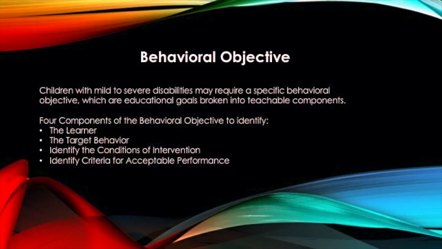The first of the four components is to identify the learner. Identifying a specific learner allows the teacher to individualize the instruction strategy to compensate for specific educational needs. Once the learner is identified, the second component is to identify the target behavior. This is where operational definitions come into play.